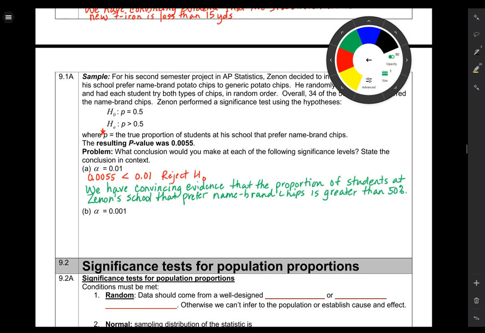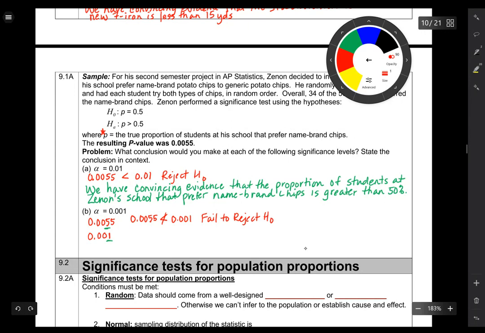Right. For the second one, what if the alpha was 0.001? That was our significance level. So comparing the p-value 0.0055 to 0.001. And sometimes it helps to line the numbers up and then look at your digit. Look at this one compared to that. So therefore, the p-value is greater than. So here, it's not less than alpha. Therefore, you fail to reject the null hypothesis.